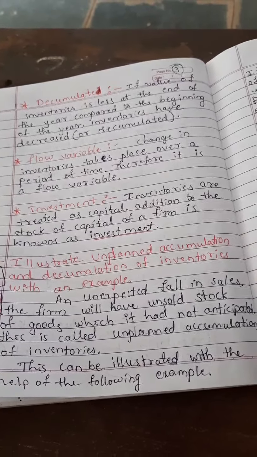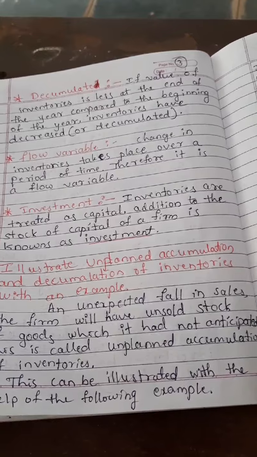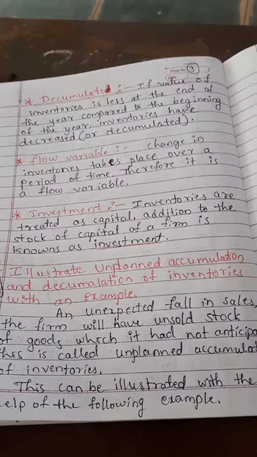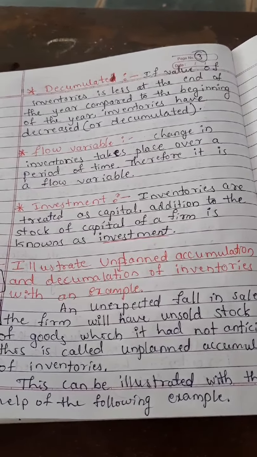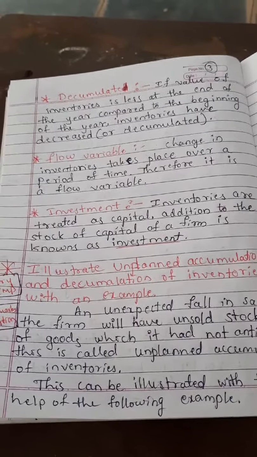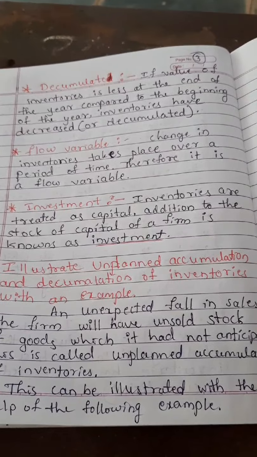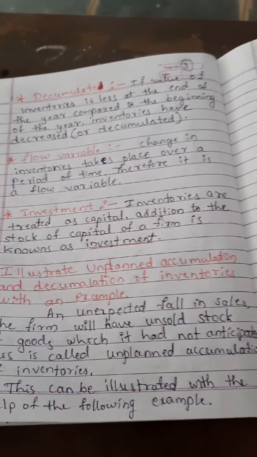What is unplanned accumulation? Unplanned accumulation means sales are less in that particular year, so unplanned accumulations are more. Unplanned decumulation means sales are higher in a particular year, 2019 or 20, anything. Sales high means unplanned decumulation of inventories.